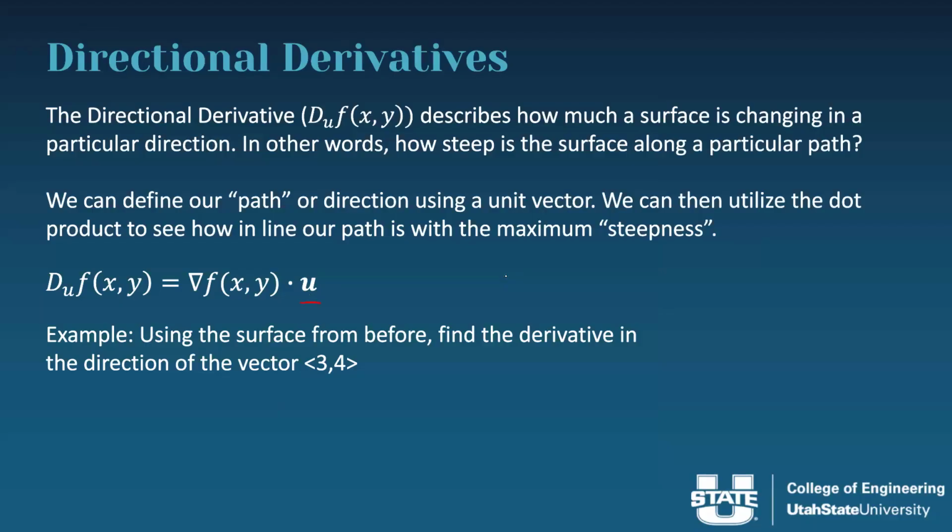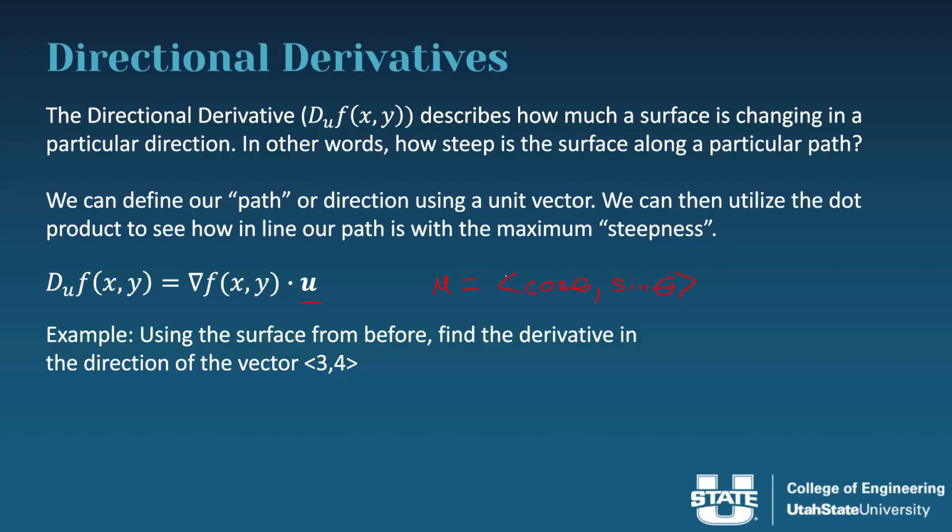This unit vector can be just any vector with a magnitude of 1, and that can include cosine theta, sine theta, right? Where theta is some angle based off of polar coordinates. And we can use that to find our steepness.